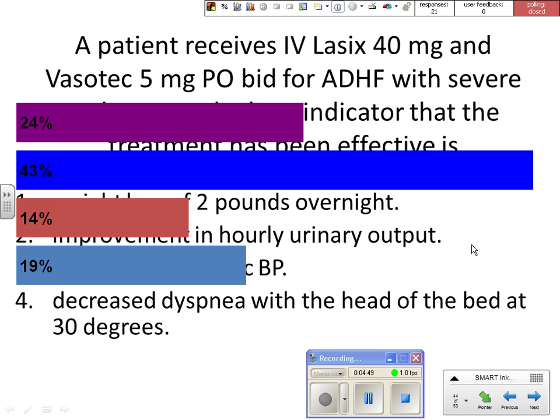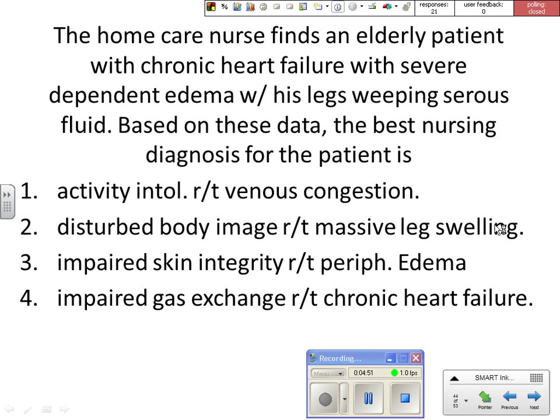The home care nurse finds an elderly patient with chronic heart failure, with severe dependent edema, with his legs weeping serous fluid. Based on these data, the best nursing diagnosis is activity intolerance related to venous congestion, disturbed body image related to massive leg swelling, impaired skin integrity related to peripheral edema, impaired gas exchange related to chronic heart failure.